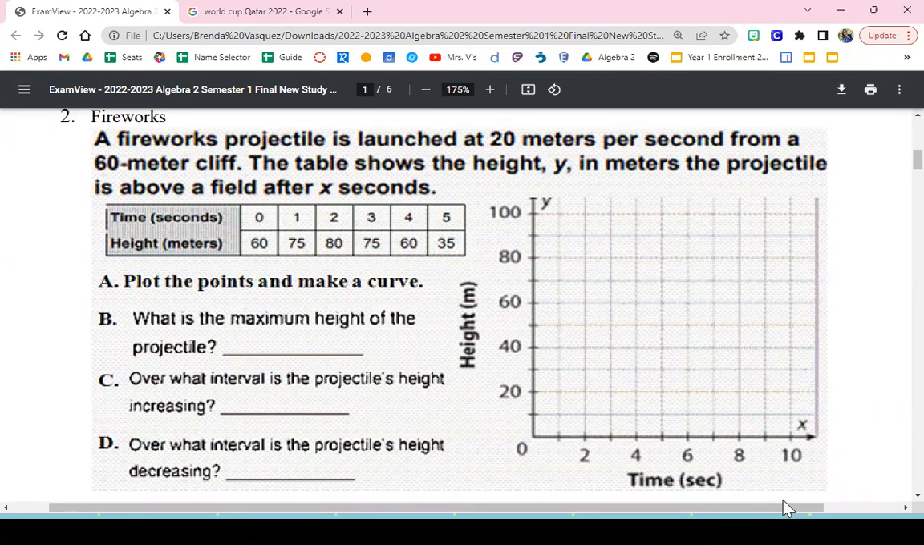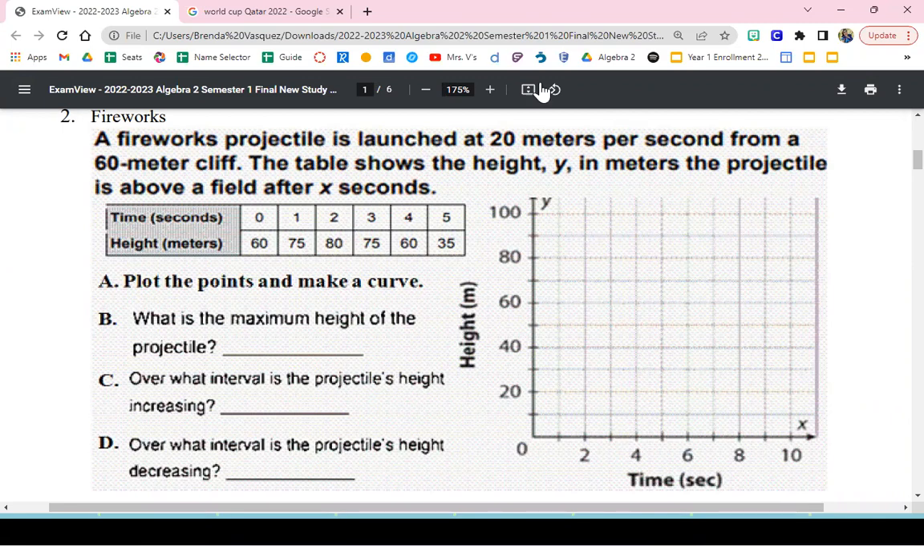So right here it says a firework projectile is launched at 20 meters per second. So they already give us a rate from a 60-meter cliff. It says the table shows the height in Y in meters the projectile is above a field after X seconds. So we're going to go ahead and look at what we have here. We have a given table. First item that we are asked to do is to plot the points on our beautiful graph.